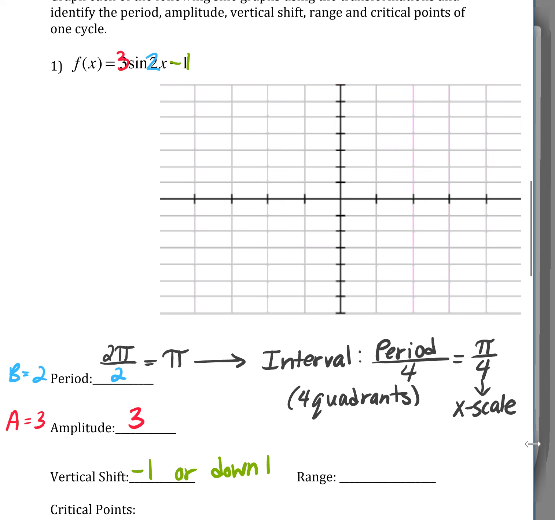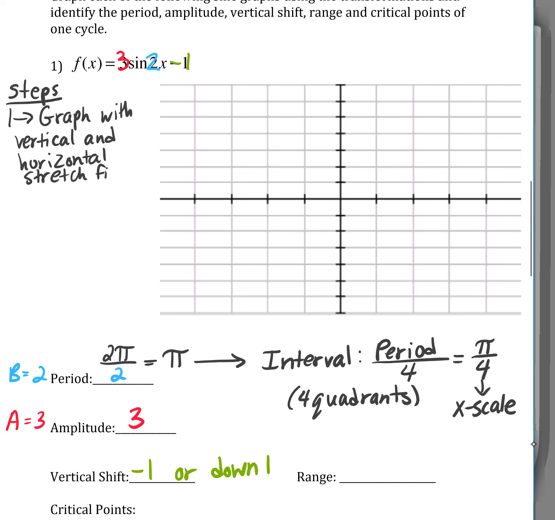All right, so before we graph this, for now, just to get the hang of this, we're going to graph the vertical and horizontal stretch first, and then we'll do the translation. There are many different ways that you can start the setup of this. So we are going to start on 0, 0, even though that point's going to move down 1.